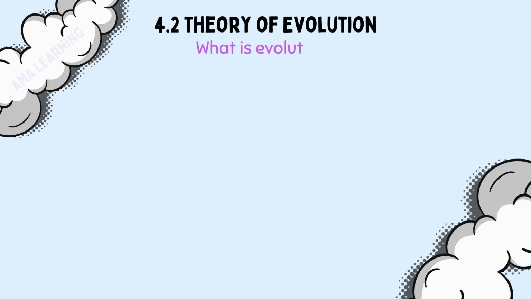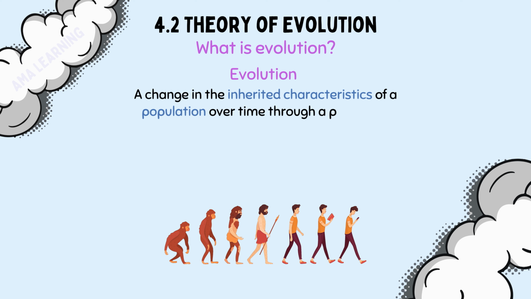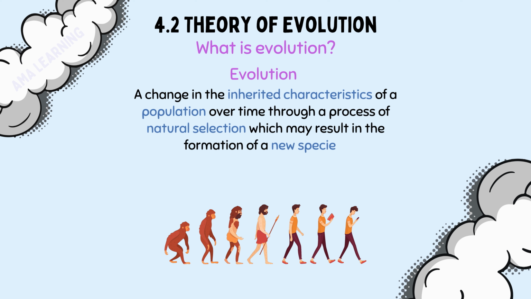Let's focus on Darwin's theory of natural selection and how it connects to the concept of evolution. Evolution is a change in the inherited characteristics of a population over time through a process of natural selection, which may result in the formation of a new species.